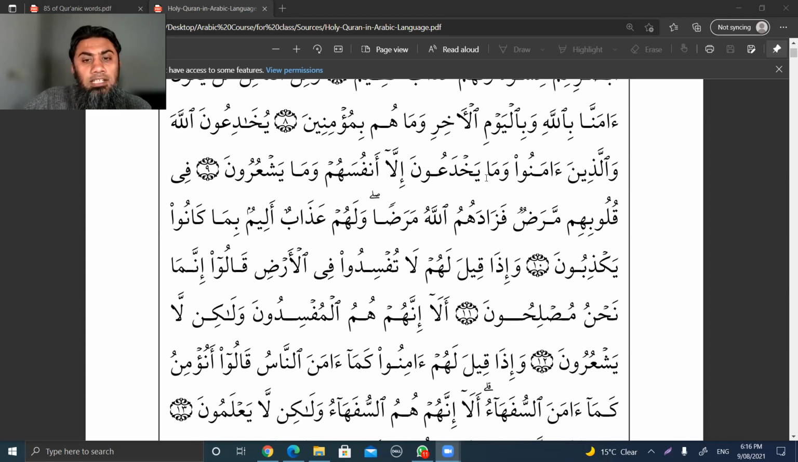This yakhda'una is again mudare, but there's a difference between yakhda'una and yukhadi'una. Basically, the subtle difference is when we say yukhadi'una, it means that they try to deceive, because khada means to deceive someone. Yukhadi'una has the meaning of trying to deceive someone, and yakhda'una is in the sense that you definitely deceive. In other words, they try to deceive Allah and the believers, but they definitely deceive their own selves. That's the difference between yukhadi'una and yakhda'una.